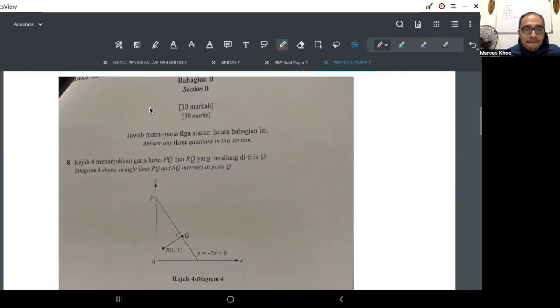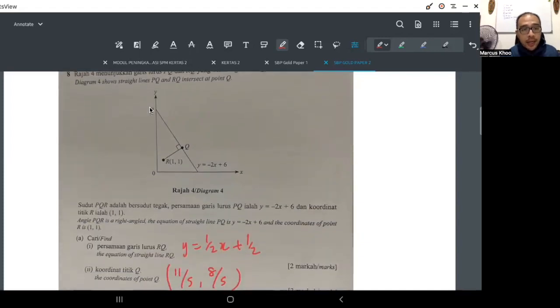Okay, diagram 4 shows straight lines PQ and RQ intersect at point Q. So you have this intersection point over there. Angle PQR is a right angle. Whenever you see coordinate geometry and a right angle, you need to remember that M1 times M2 equals -1 has to come into play. So if you know one gradient, you can know the other gradient, which is perpendicular to it.